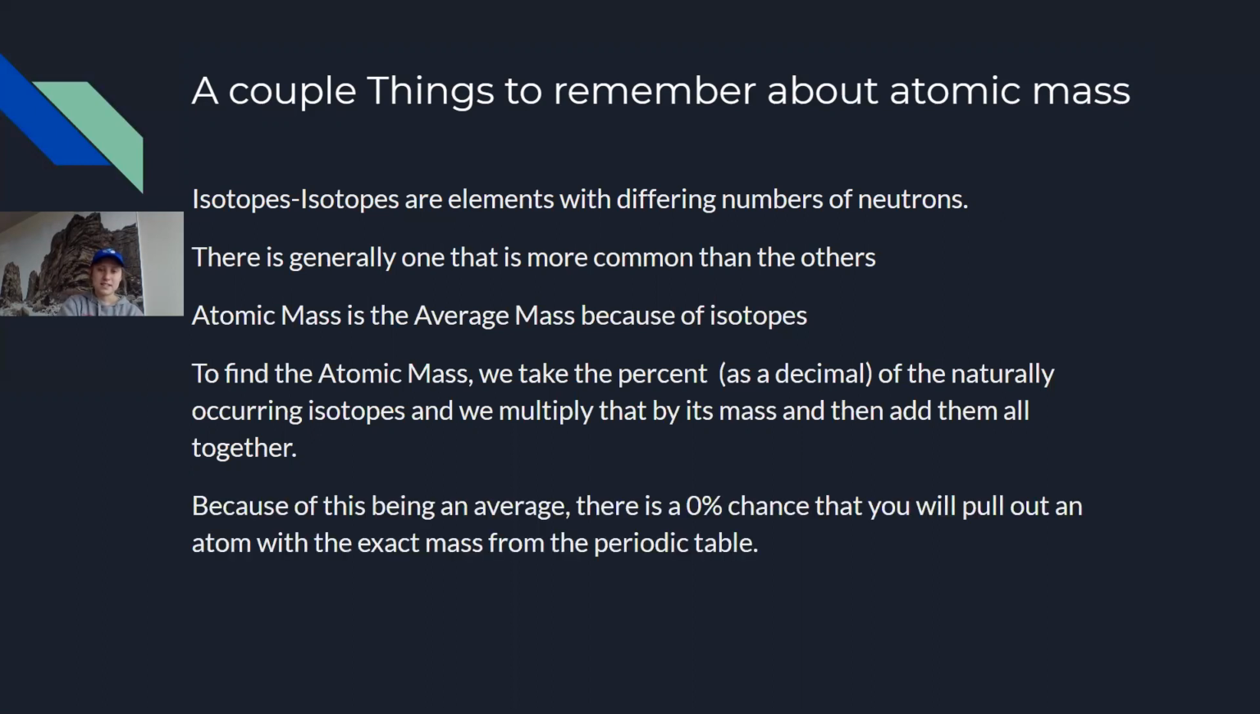Right, and this is what I was saying a second ago. There's a 0% chance that you'll pull out an atom with the exact mass from the periodic table because they're averages of the isotopes. Oh, and 1 atomic mass unit used to be equal to 1 proton, but then they changed it to 1/12 of carbon 12. Anyway, I can't remember exactly. But 1 AMU is equal to 1.66 times 10 to the minus 24 grams. AMUs are not useful in lab because they are so small. So we use grams, and we have our grams to mole conversions that we get from the periodic table.